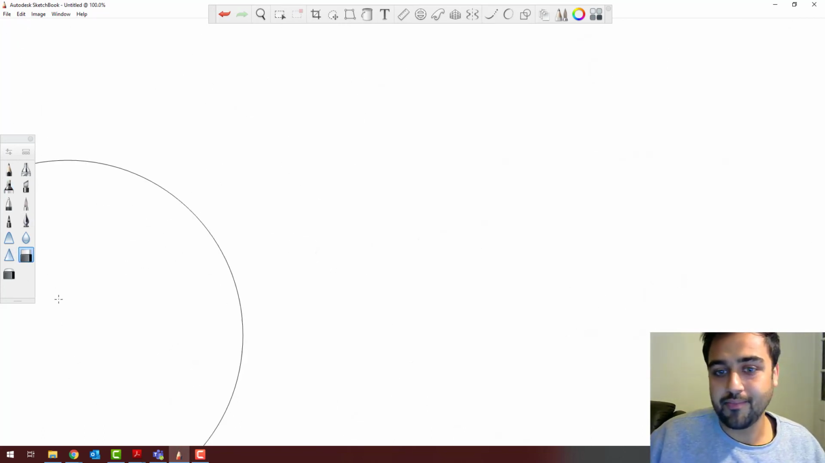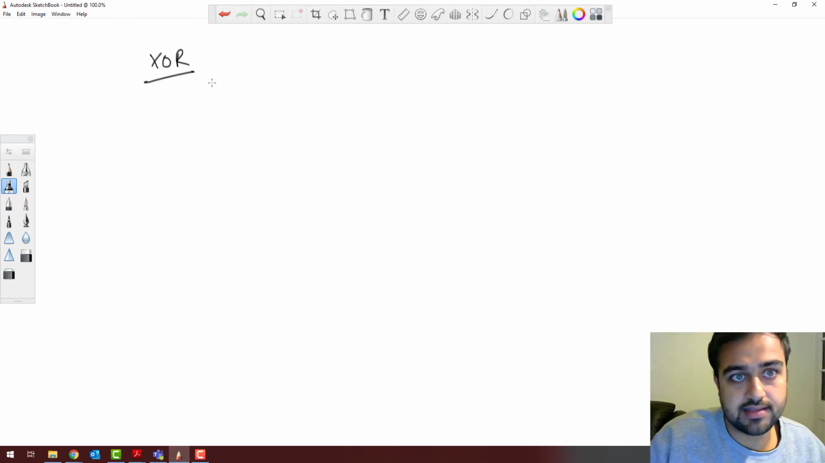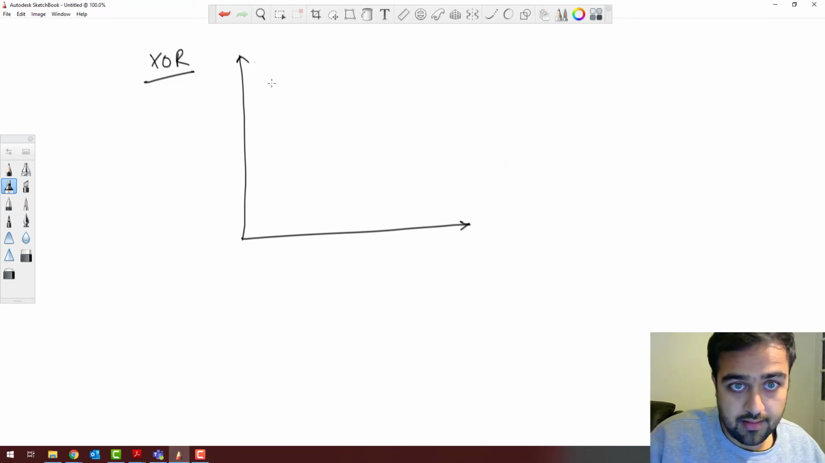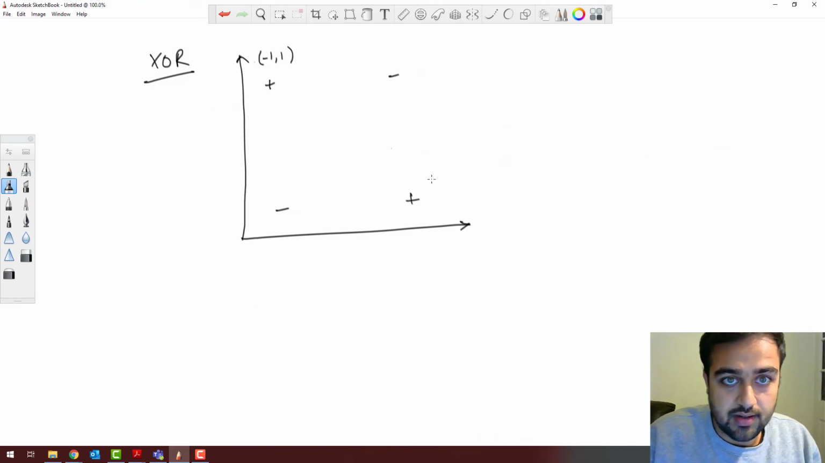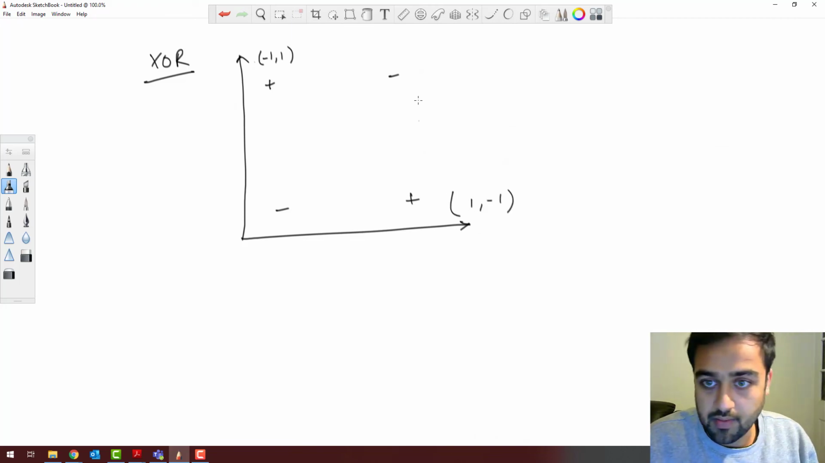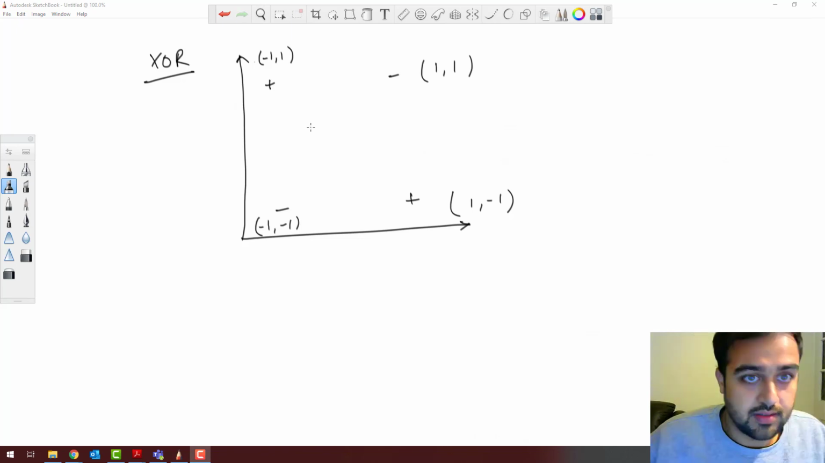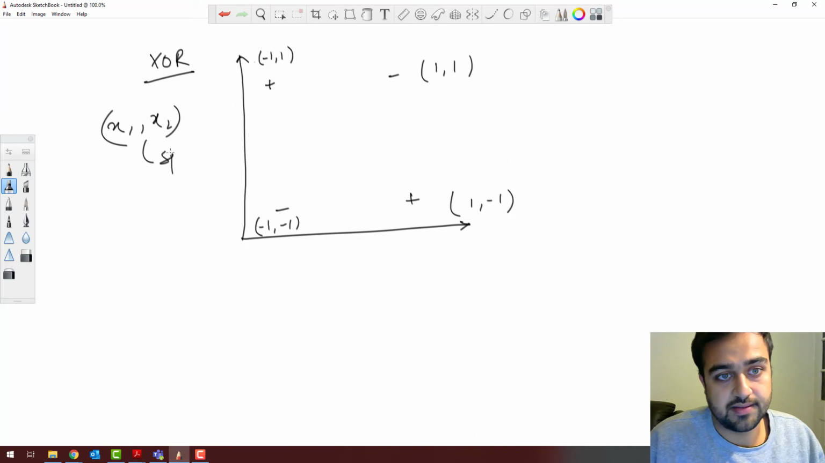So now let's take the example of our XOR. We know that our XOR function is non-linearly separable, right? Because you have, okay, I'll mark from here positive, negative, negative and positive, right? So this is minus 1 comma 1, this is 1 comma minus 1, this is 1 comma 1 and this is minus 1 comma minus 1, right? So this is our XOR in x1 comma x2 space.